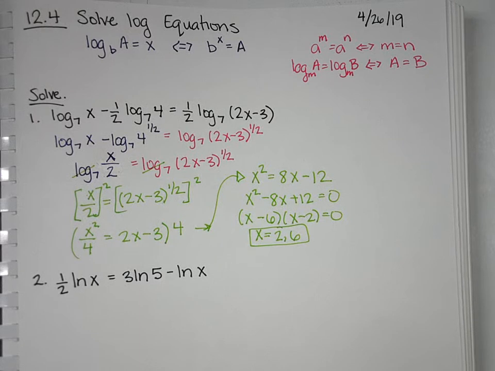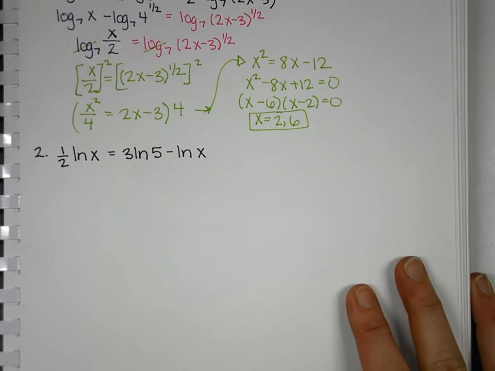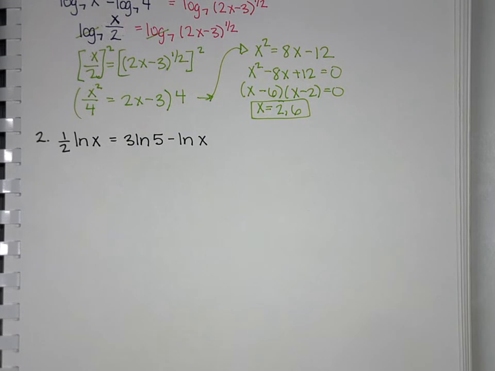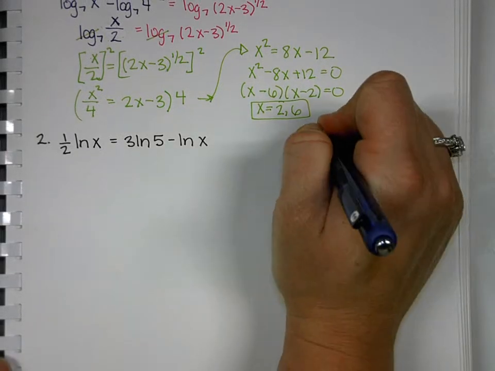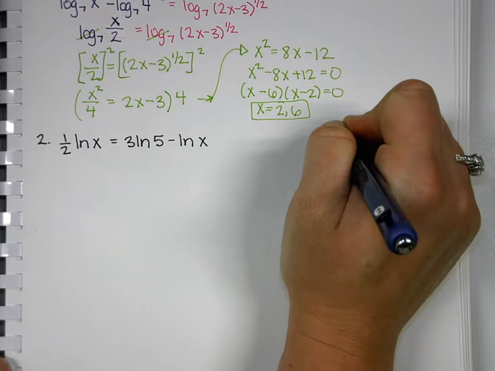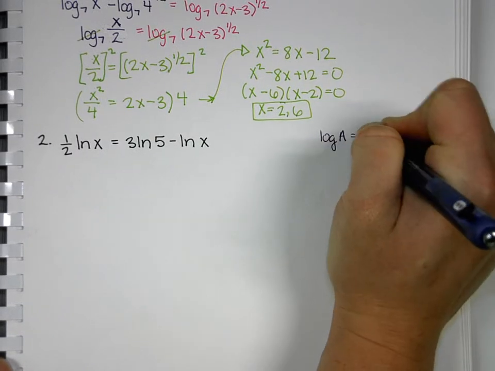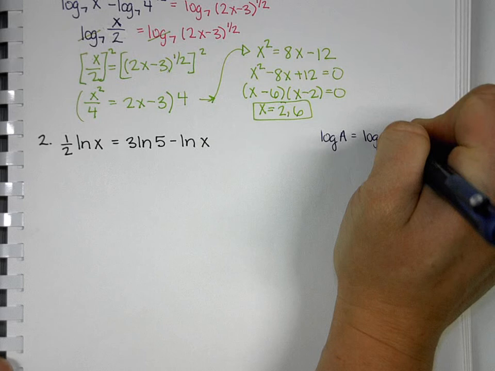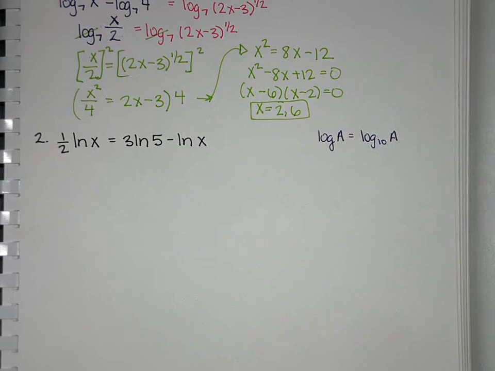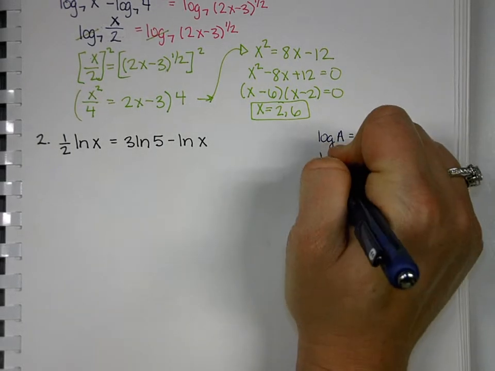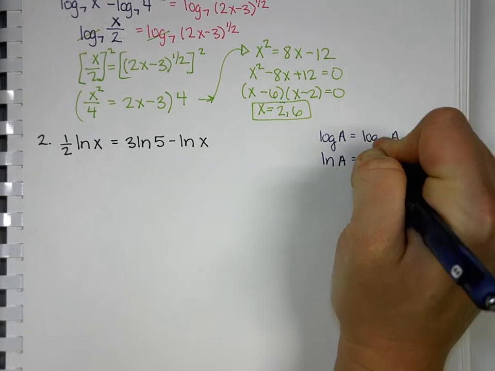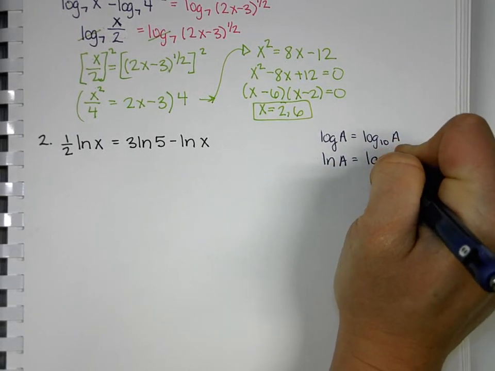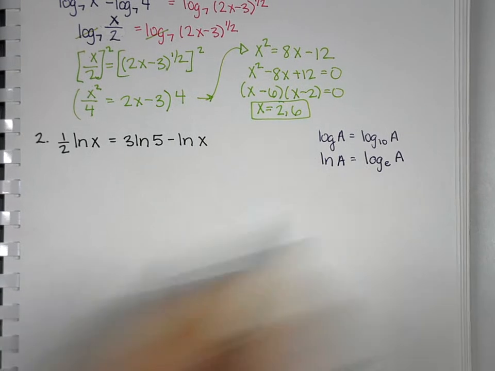Okay, ln. ln is a log. It's a special log. So we have log base 10, which is the common log. So when we see just log of a number, that's the same as log base 10 of that number. We just don't write the base 10. When we see ln of a number, that's the same as log base e of our number.